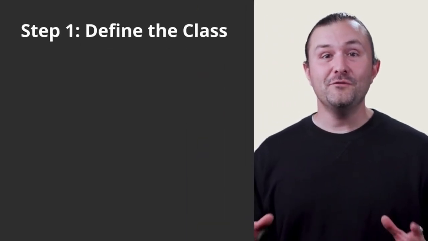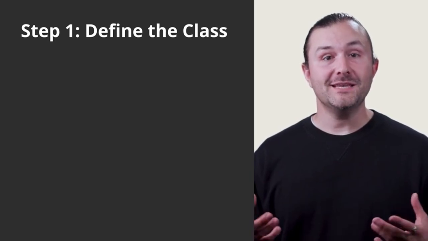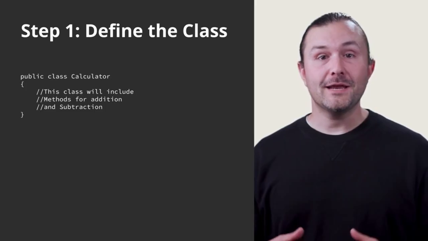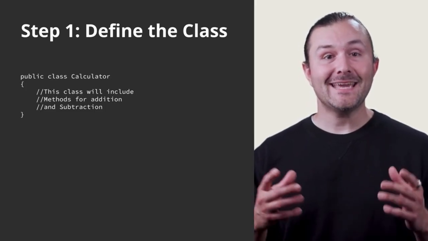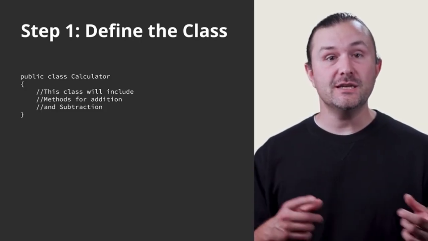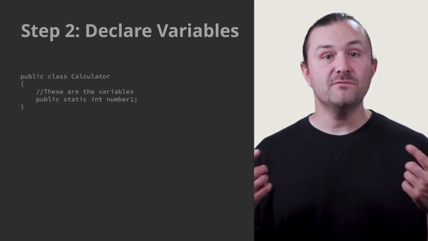Ready? Let's get started. To get started, we'll need to define a class called calculator. This is where we'll house the methods for performing addition and subtraction. Let's go ahead and set that up. For this, we'll start by creating a class with public class calculator and adding the brackets, which will include methods for addition and subtraction.